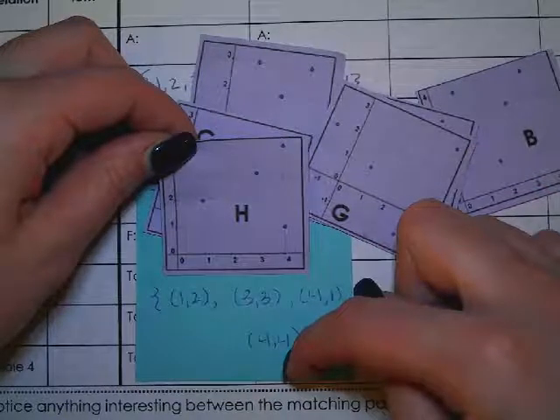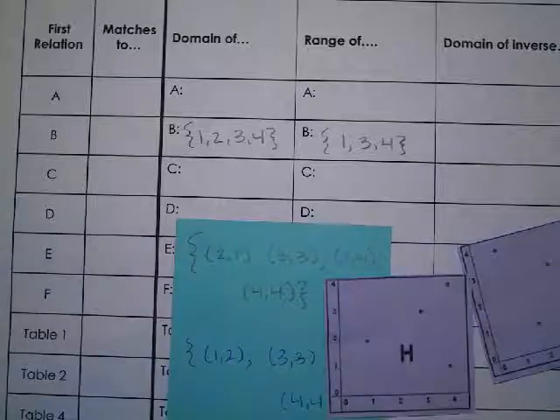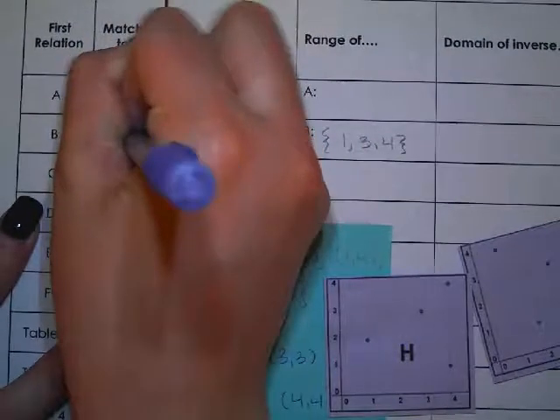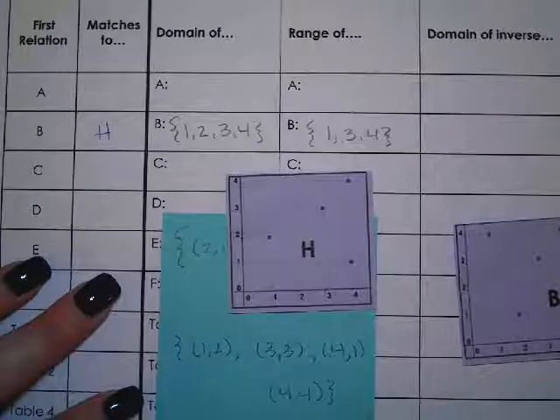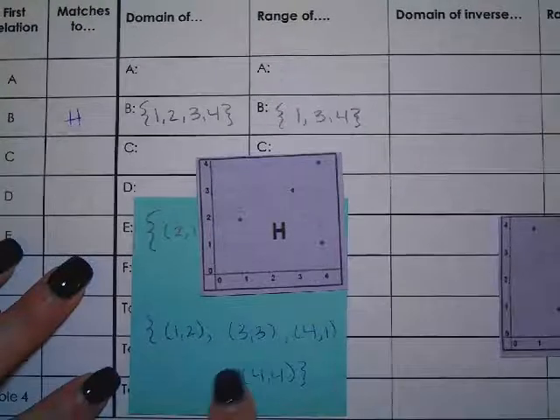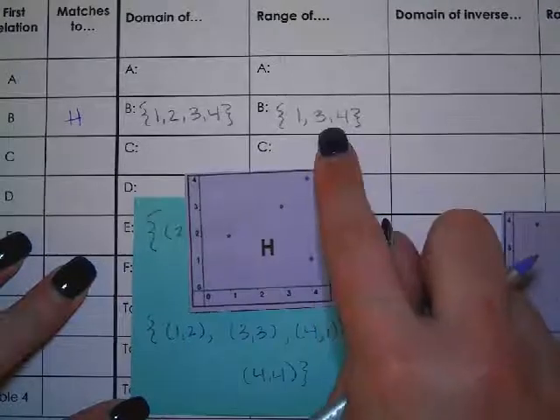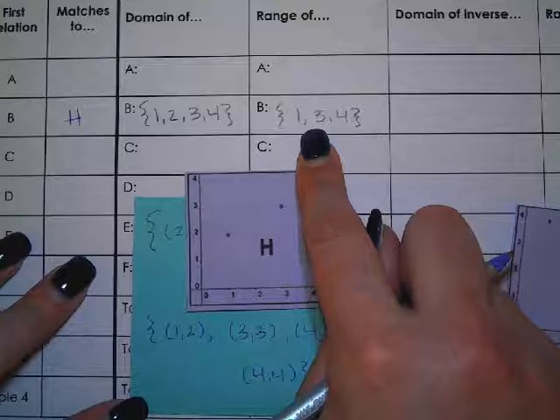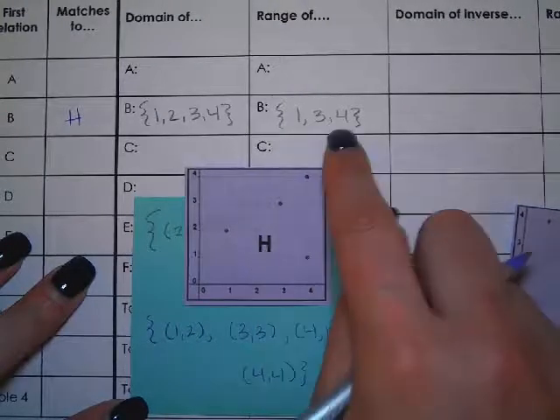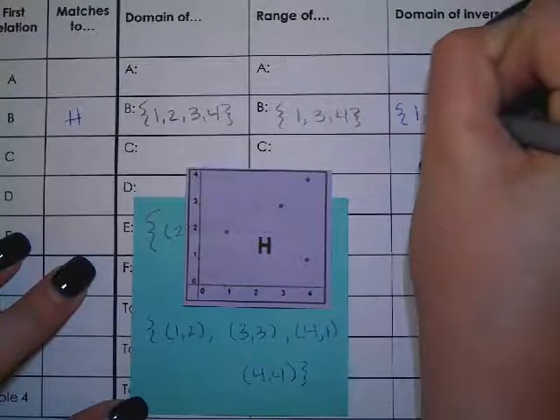Does that make sense? All the x's and y's have been traded. Okay. So those two are a pair. B and H match up. So I'm going to go ahead and over here write H. It matches with H. And then if I want to write the domain of H, what are the x values that we see for H? You would just write the range of the inverse of that. Okay, so the range for B, the y values for B, become the x values for H because they're inverses of each other. So we're going to say the domain of the inverse is 1, 3, 4.